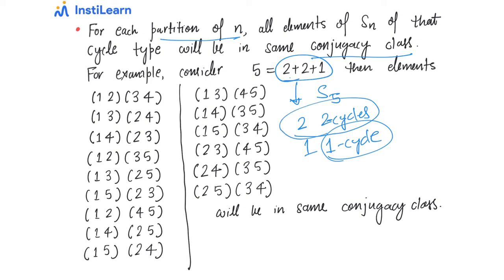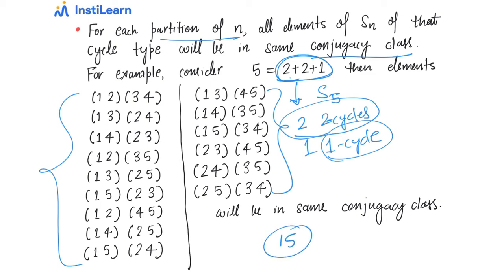So now all two cycles will be in this conjugacy class, the conjugacy class associated with the partition 2 plus 2 plus 1. So I have written all of them, and they will be in this conjugacy class. There are a total of 15 such elements in this conjugacy class.